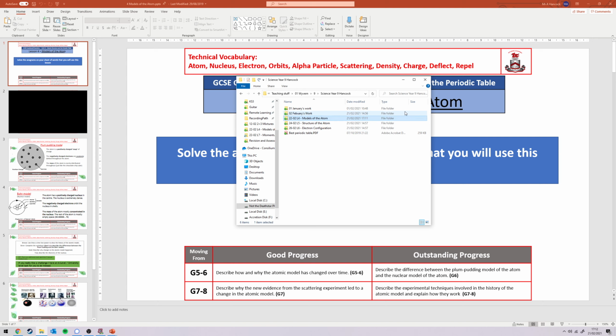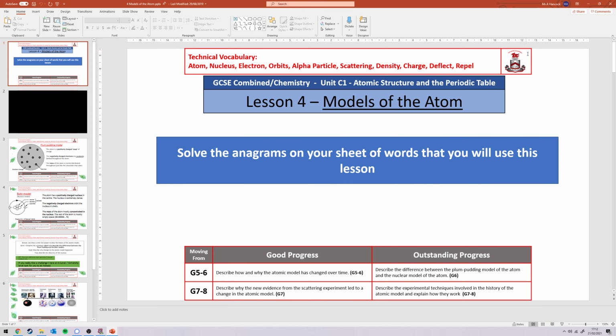So there's today's work folder. There's a lot of stuff in there. I will go through what each one is towards the end of the lesson, because you won't need all of it. First thing I'm going to go on to is the PowerPoint.